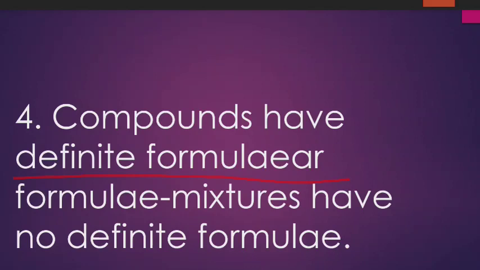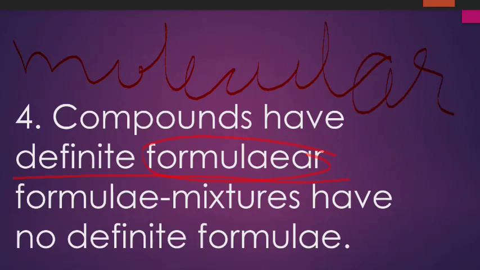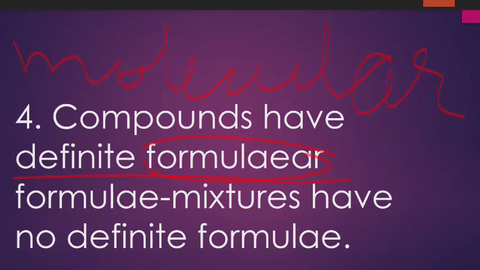Here, something is wrong. This spelling is wrong. The correct spelling should be molecular. This is the spelling of molecular. And what about the mixtures? Mixtures have no definite formula. So the best example of a mixture is air. Is there any formula for air? No, there is no formula for air. But a very common and very good example of a compound is water. But there is a formula for water. What is the formula of water? H2O. Okay.